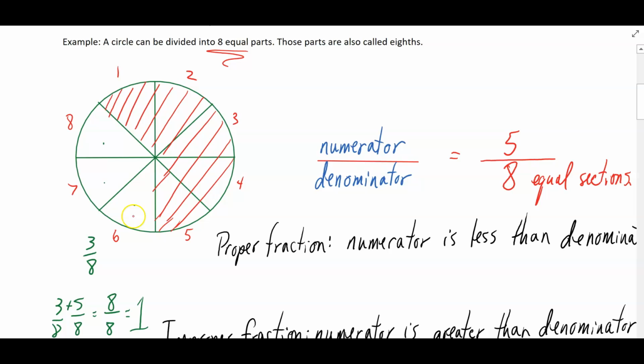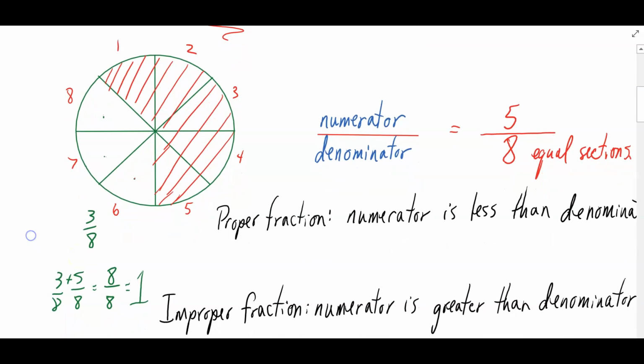What is left over and not shaded, 1, 2, 3, are 3/8. And it should be noted that we can add those eighths, 3/8 plus 5/8, and we'll see we keep it as eighths, that denominator does not change. Add the numerator, 3 plus 5, and we get 8. So 8/8 equals 1 whole.